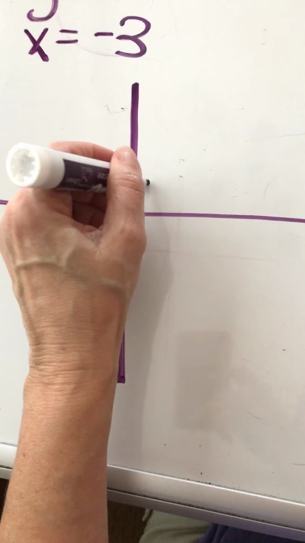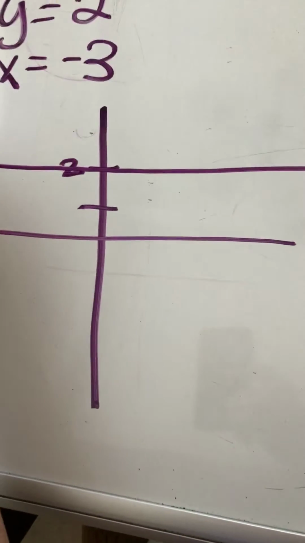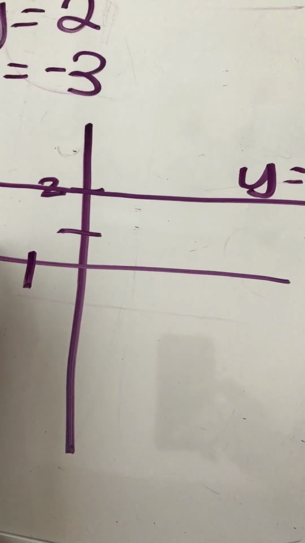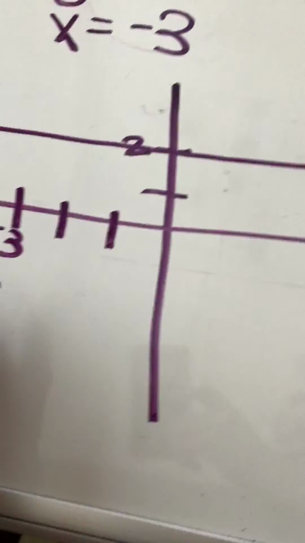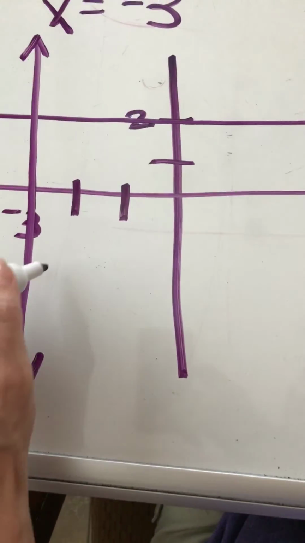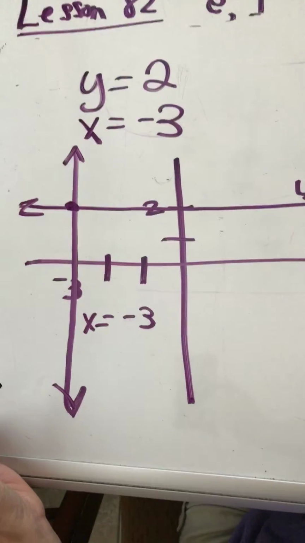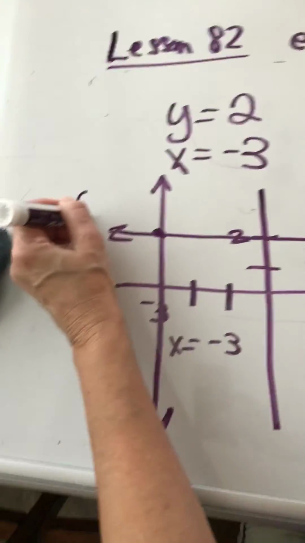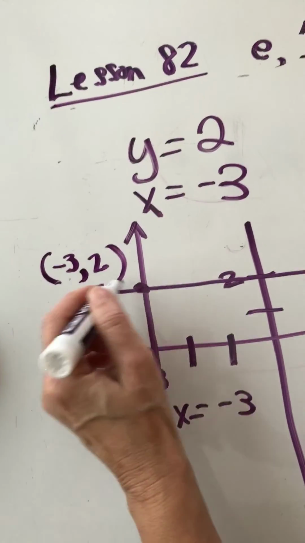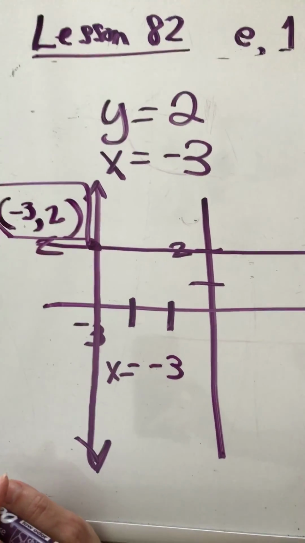So, y equals 2 is a horizontal line. This is y equals 2. X equals negative 3 is a vertical line. So that's x equals negative 3. Where do they meet? Where do they intersect? They meet where x is negative 3 and where y is 2. This is the point where they are consistent, or in geometry we call it concurrent.